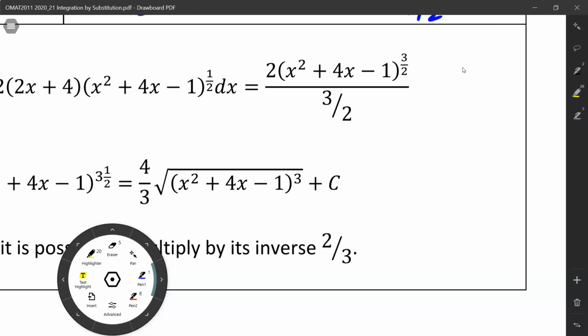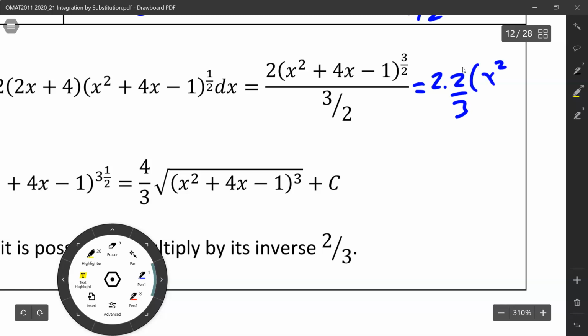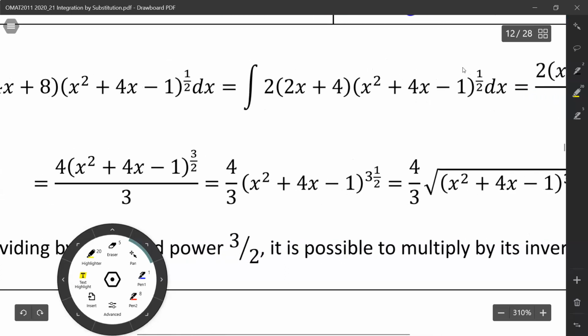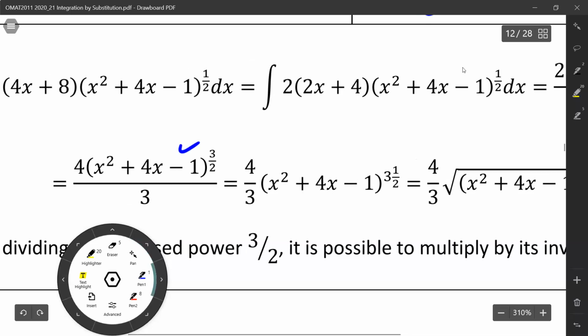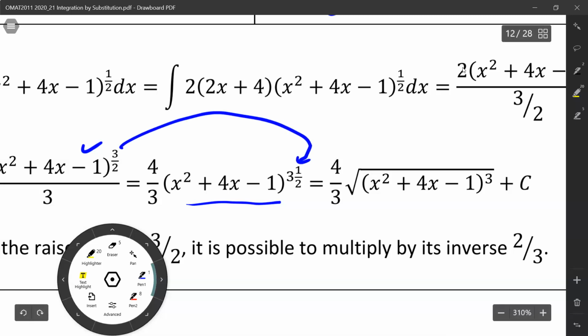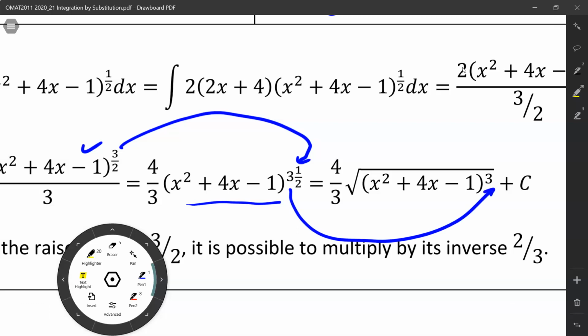So if you look at it here, that gives me 2 times 2 over 3 times x squared plus 4x minus 1 to the power of 3 over 2. And then you can see here that we have 4 times x squared plus 4x minus 1 to the power of 3 over 2 divided by 3. That gives me 4 thirds x squared plus 4x minus 1. I split the 3 over 2 into 3 times a half. So the 3 tells me that I'm bringing everything in the quadratic there to the power of 3, and the half tells me I'm getting the square root.